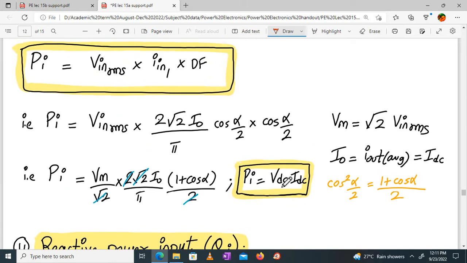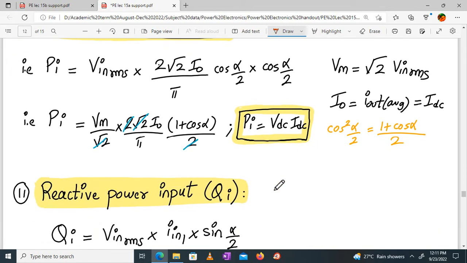So write down this also. PI is coming out to be VDC into IDC. After full derivation this is obtained; it is easy, that's why I am asking you to write it. PI is VDC into IDC. So see how it came. I am not discussing that.